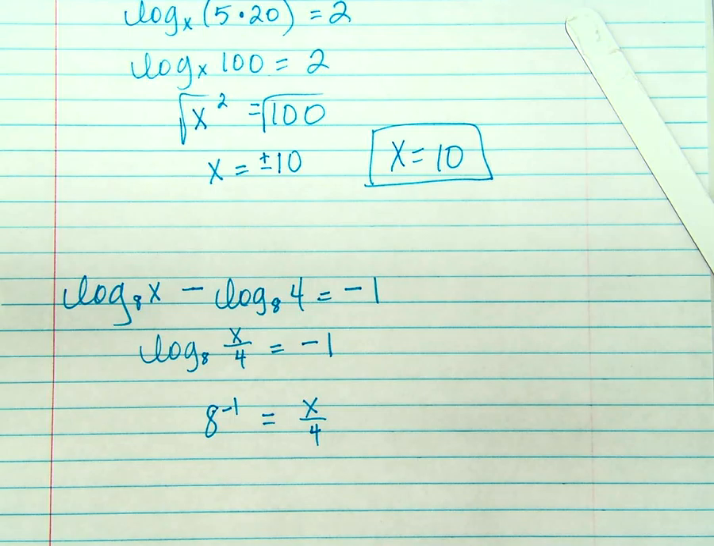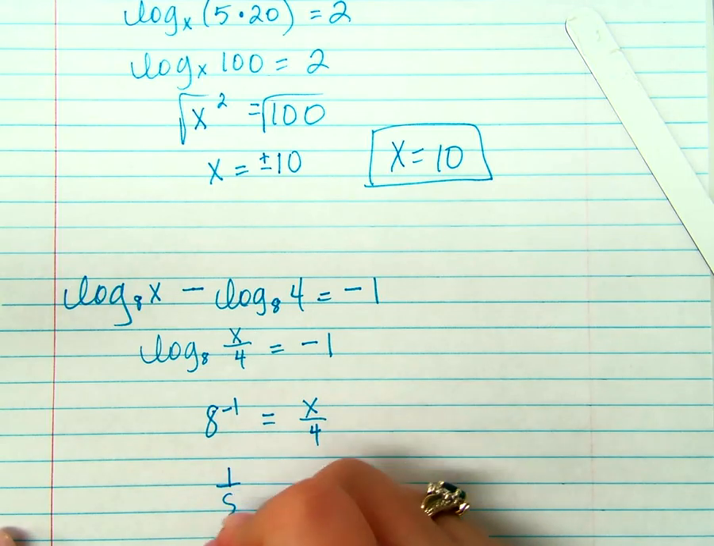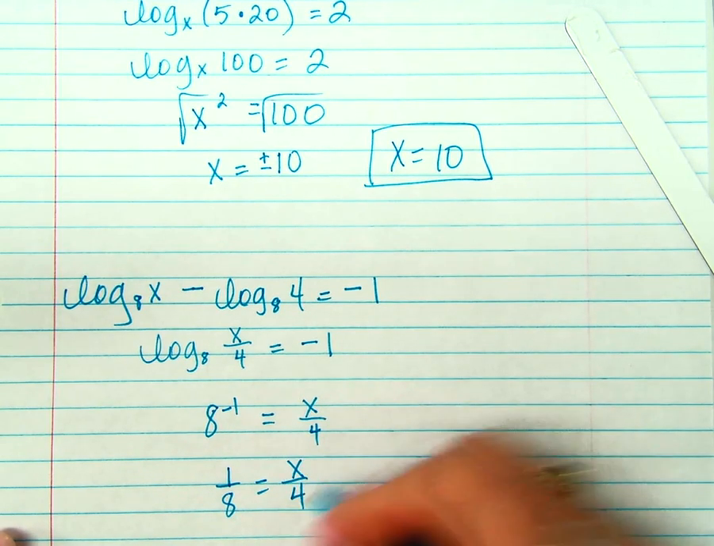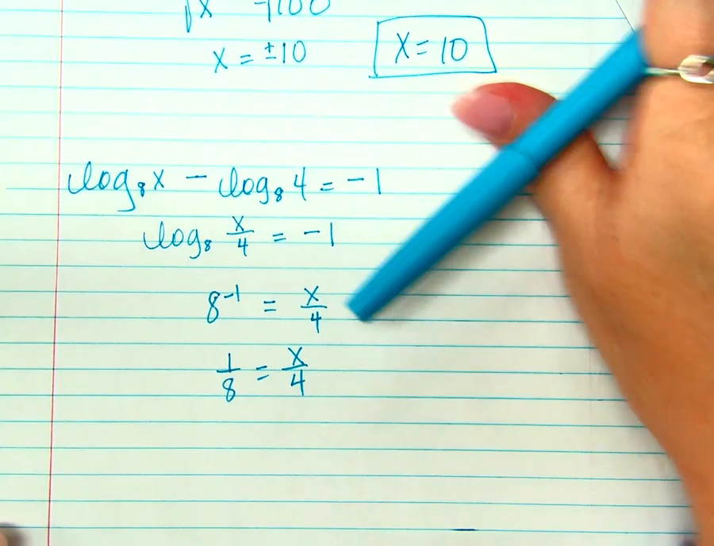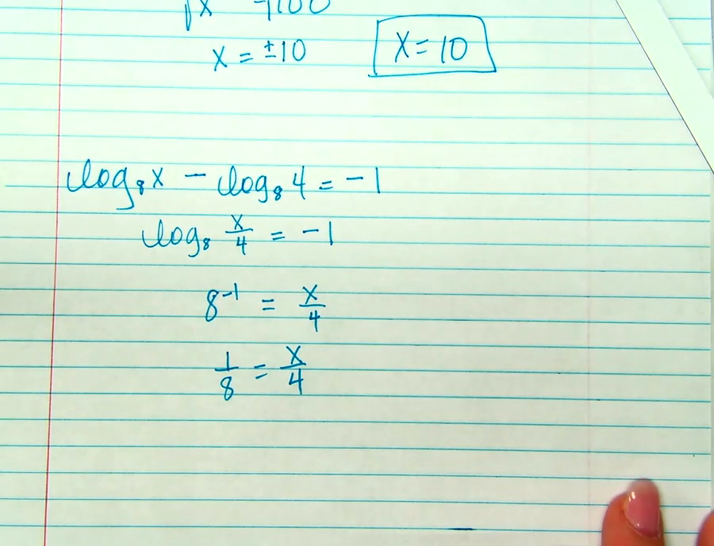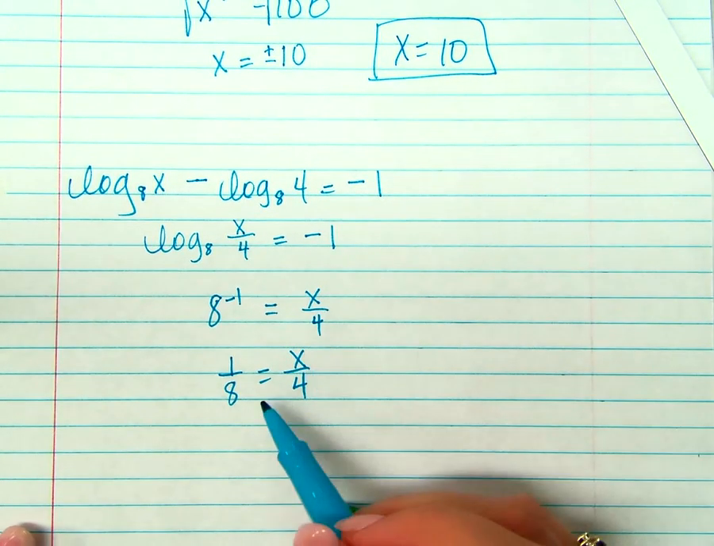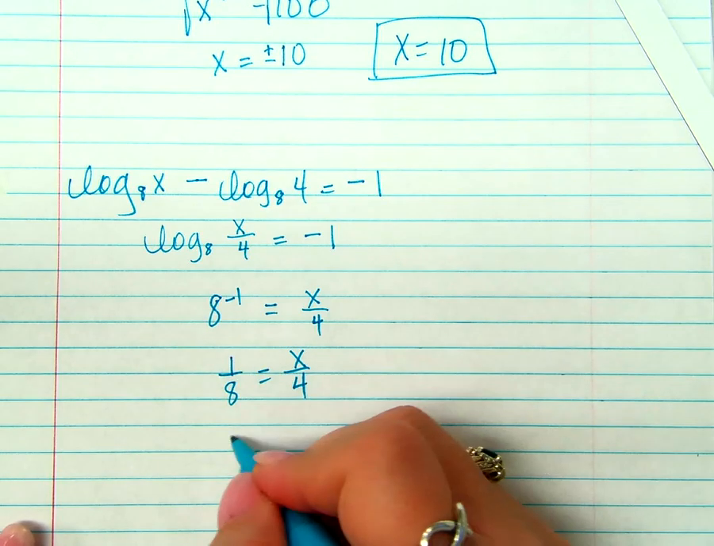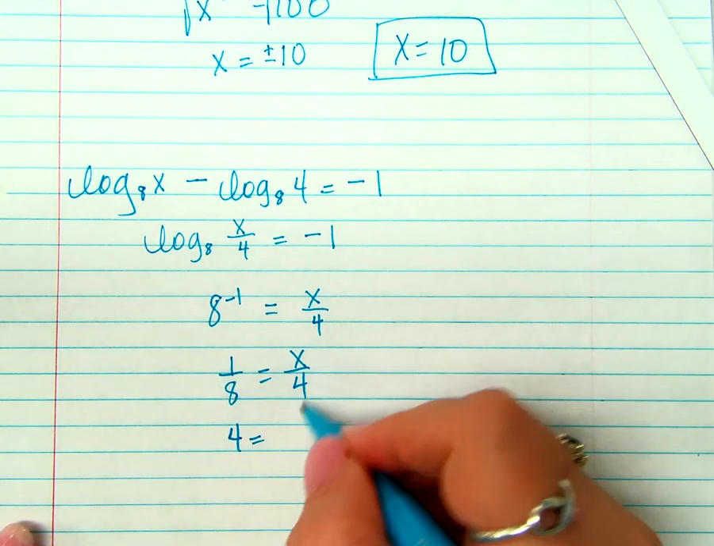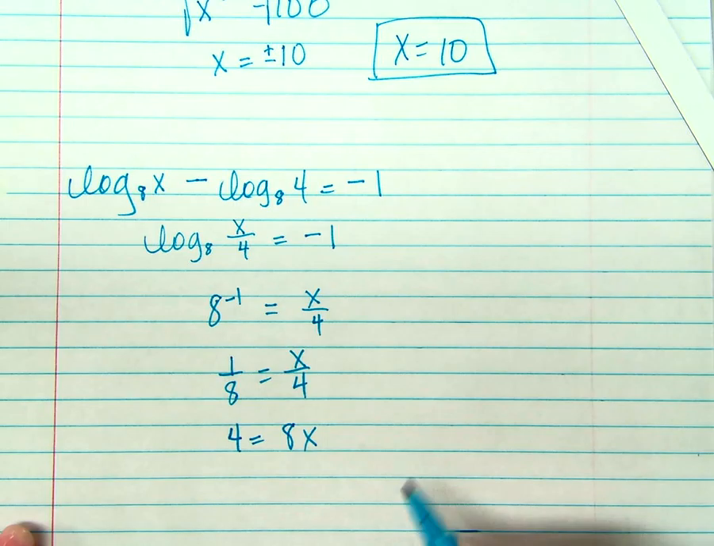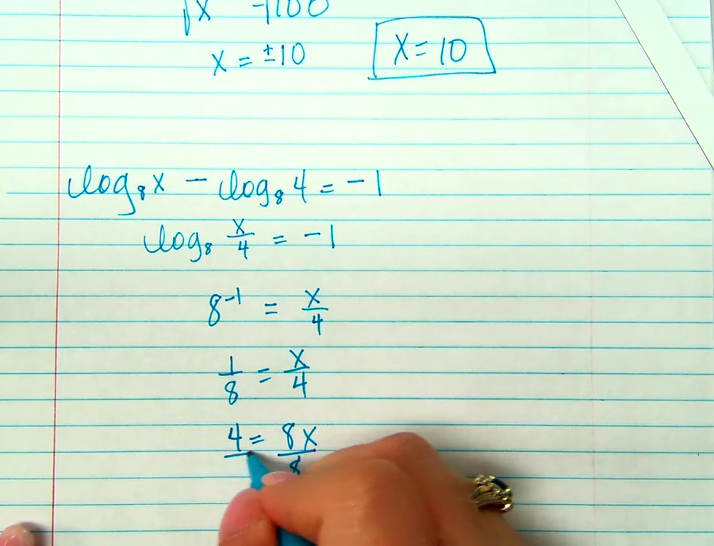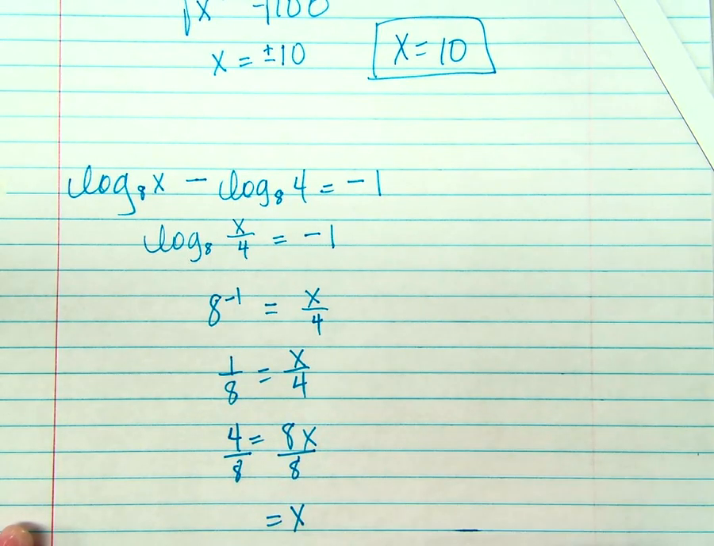Do we know 8 to the negative 1 power without touching our calculator? 1 over 8. 1 over 8 equals x over 4. Is that an equation I could solve? Yeah, without any problem, right? How would you solve this? You would cross multiply? Okay, we can do that. So 4 times 1 is 4. X times 8 is 8x. Very good. Divide both sides by 8. X equals what? What's 4 divided by 8?